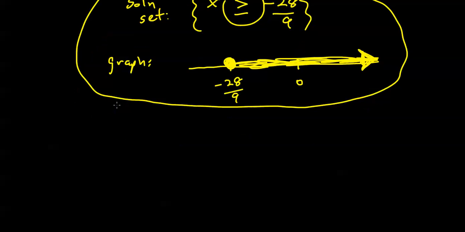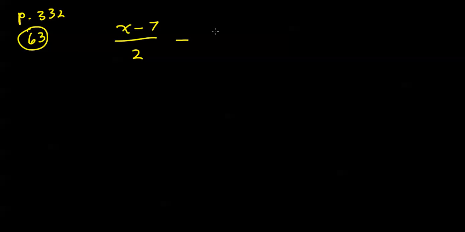Alright, one more. We'll call it a day for this section. And this is from your homework list, I believe. This is number 63. Also on page 332. x minus 7 over 2 minus x minus 1 over 5 is greater than or equal to minus x over 4.